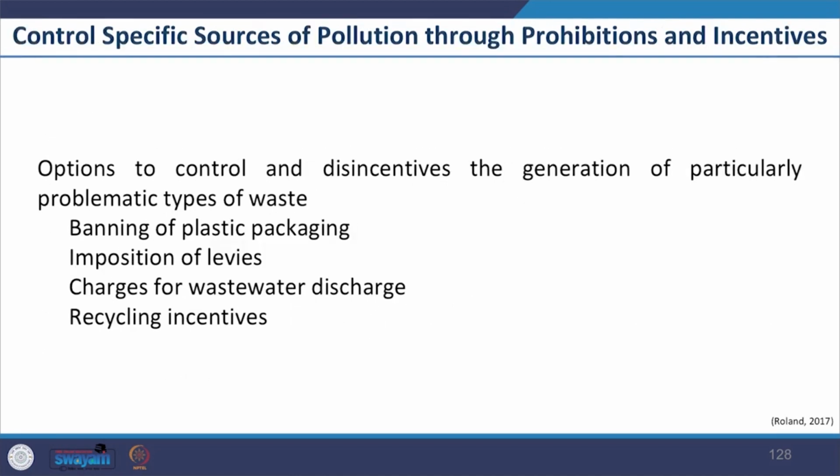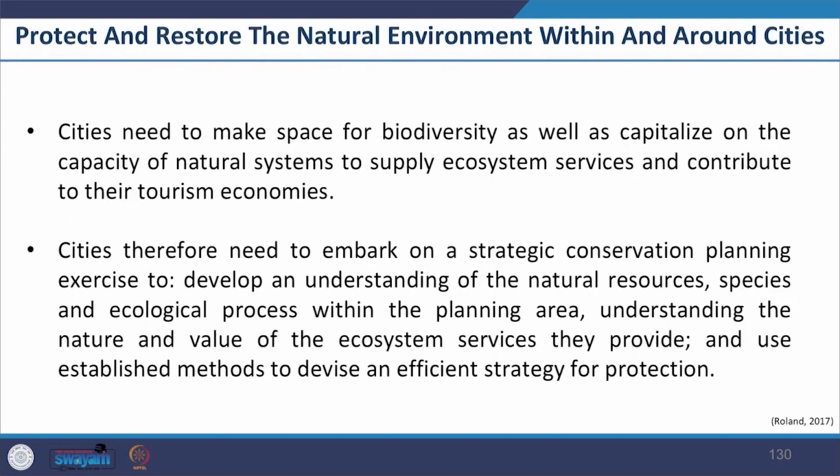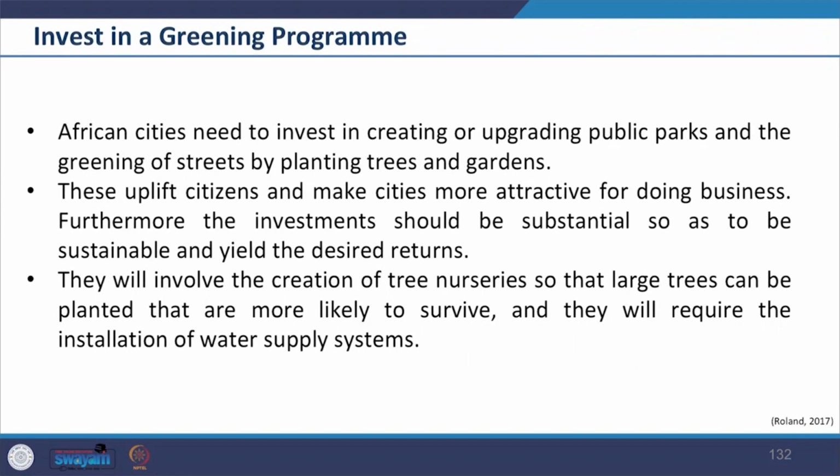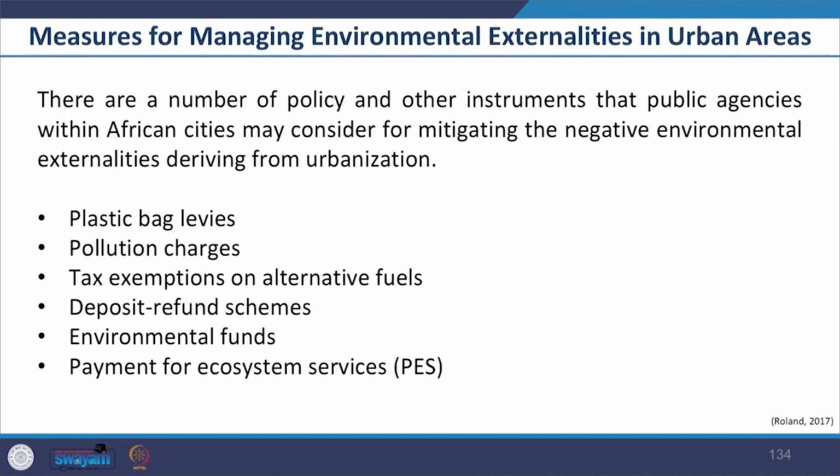Likewise, they need to control specific sources of pollution through prohibition and incentives. Likewise, they are required to go for protection and restoration of the natural environment within and around the cities. Further, they need to invest in the greening program. Likewise, they need to take measures for managing environmental externalities in the urban areas, such as removal of plastic bags, implementing pollution charges, tax exemptions on alternative use of fuels, deposit refund schemes, environmental funds, payment for ecosystem services, all kinds of these interventions need to be taken care of.